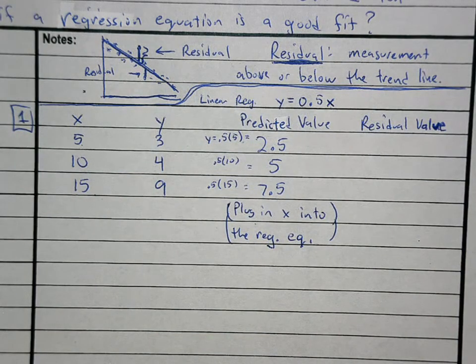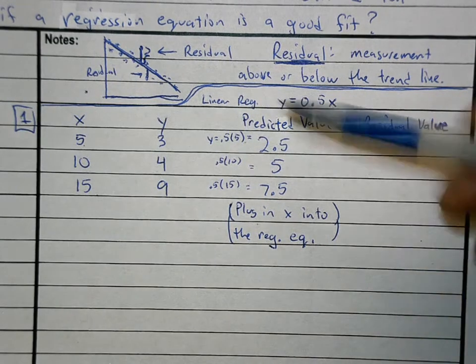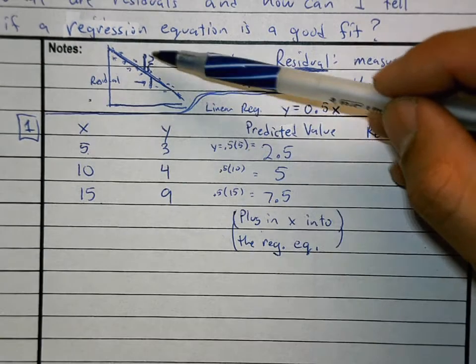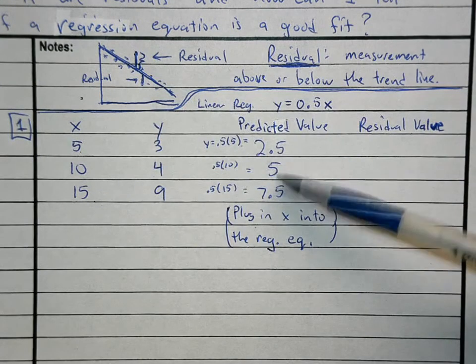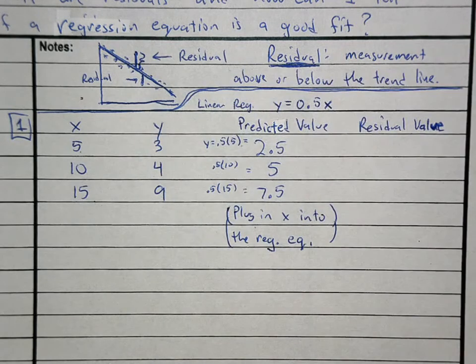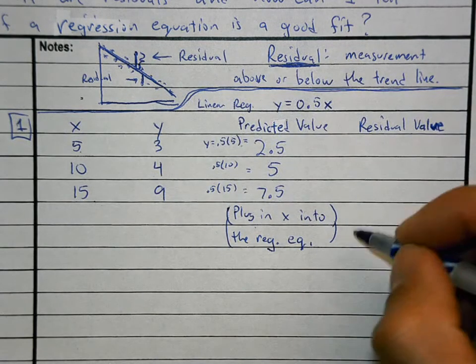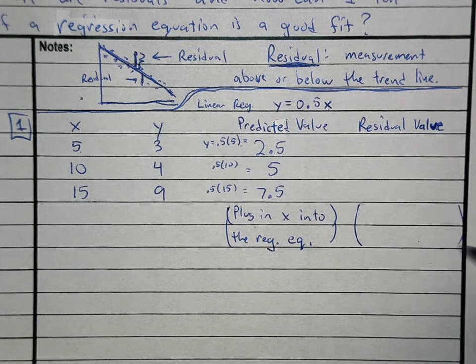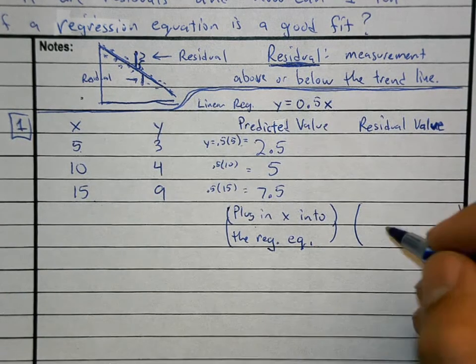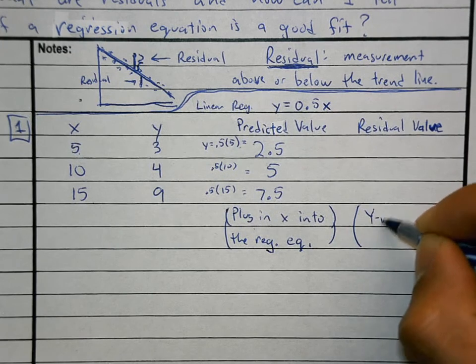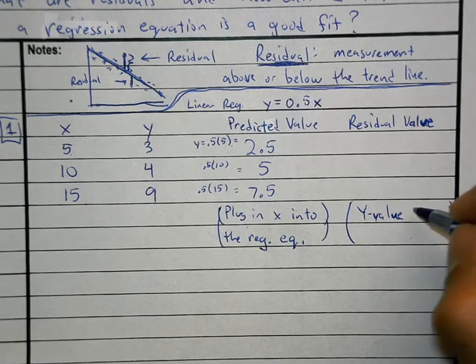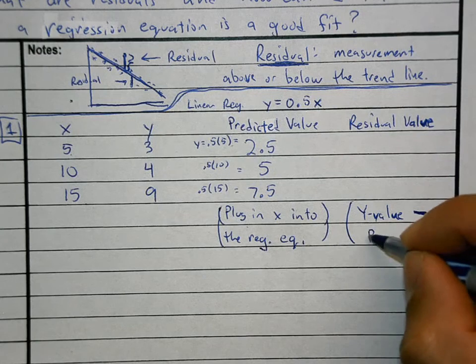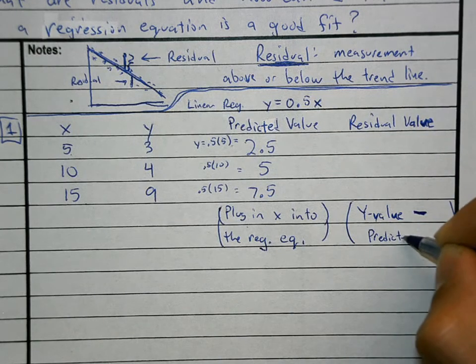Now what we're going to do is figure out the residual. And the residual, like I told you, is how far these points are away from the actual line. This is what would be on that trend line, and I want to know how far away it actually is from the trend line. So for residual values, let's write down what we're going to do. Residual values, we do the y value subtracted by the predicted value.